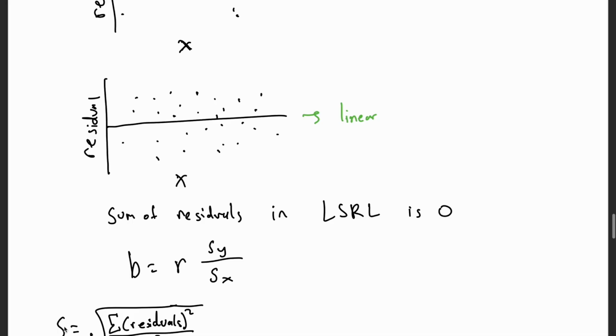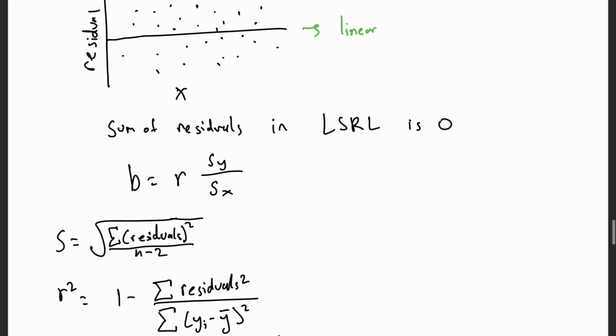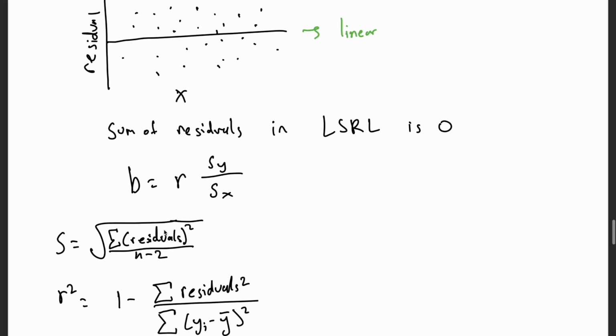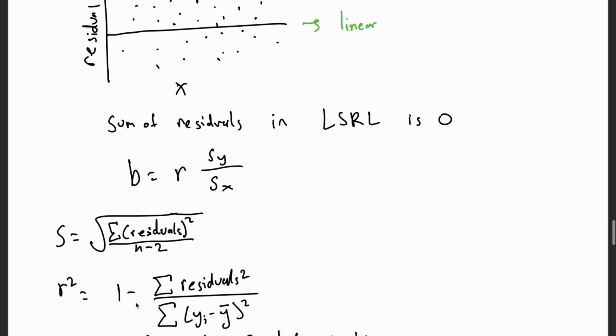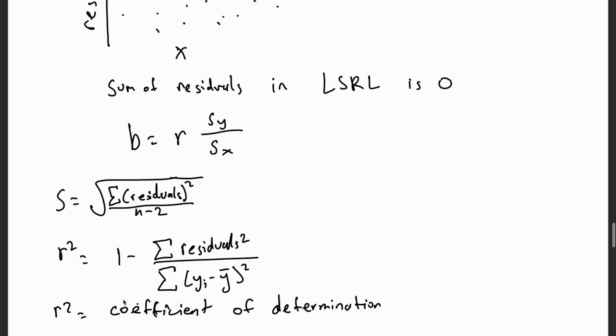S, the standard deviation of the residuals, can be found with this equation, where n is the number of dots on the graph, and there are the residuals. You square them and add them all together, and that's essentially the standard deviation of all residuals. And R squared is your coefficient of determination. The formula for that is 1 minus the sum of residuals squared over the sum of observed y minus expected y, squared. Both of these you're generally going to find on your 2-Var Stats function. You're probably not actually going to solve for them.